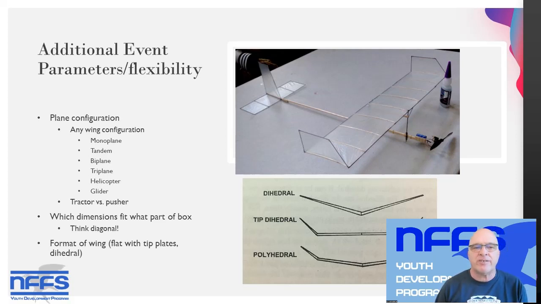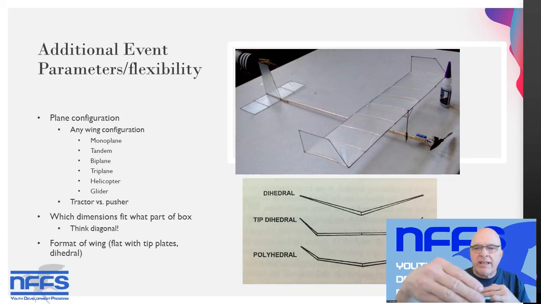Which dimension fits what part of the box is important. The box has 3 different dimensions. I would put the longest dimension being the motor stick length, because these planes are short coupled this year, meaning the stab is too close to the wing, and that makes it hard to trim. The longer you get that motor stick, the easier it's going to be to trim the airplane. So you want the motor stick going the length of the box.